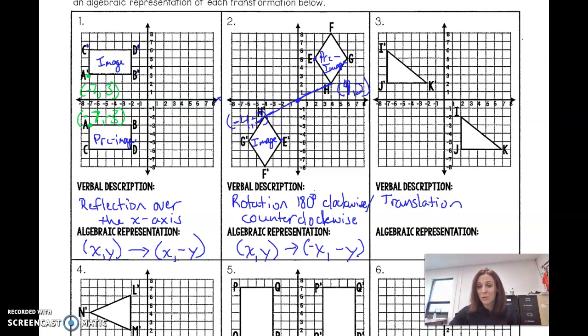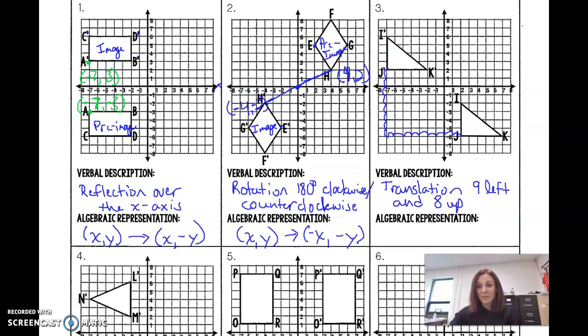And I'm just going to write how many units we're moving. So again, pick whatever point, but match them up. I'm going to go from J to J prime. So from J to J prime, I'm going to go left 1, 2, 3, 4, 5, 6, 7, 8, 9. Okay. 9 left. And then I'm going to go up 1, 2, 3, 4, 5, 6, 7, 8. And 8 units up. Okay? So for our coordinate notation, and that works for all of them: 9 left, 8 up, 9 left, 8 up.